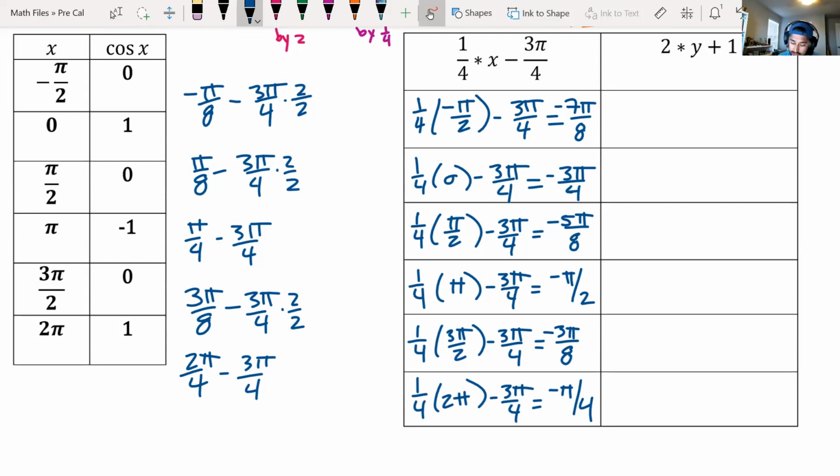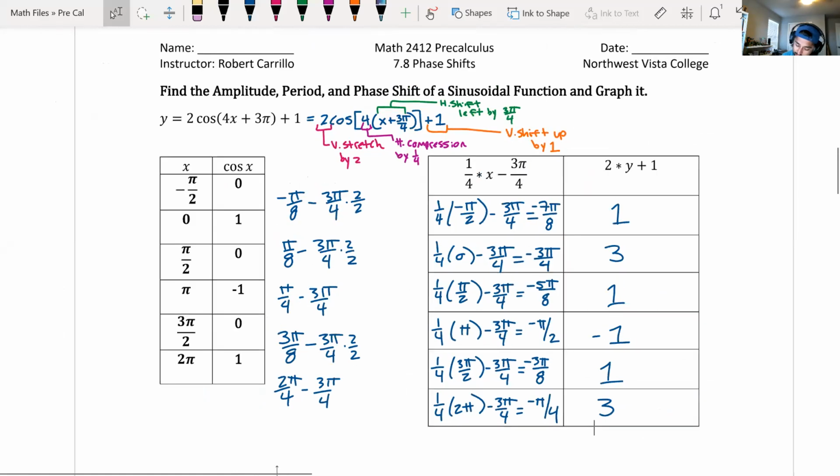2 times 0 is 0. 0 plus 1 gives me 1. 2 times 1 is 2. 2 plus 1 gives me 3. 2 times 0 plus 1 gives me 1. 2 times negative 1 is negative 2, plus 1 gives me negative 1. 2 times 0 plus 1 gives me 1. And then 2 times 1 plus 1 gives me 3. There we go.